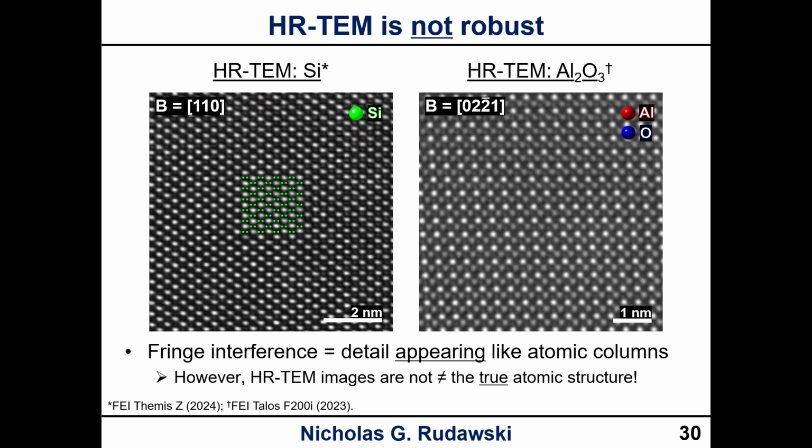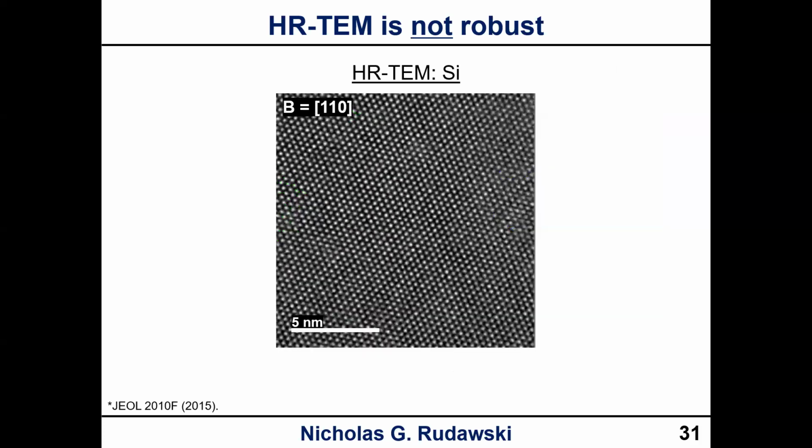If we look at something more complicated like alumina or sapphire, then it's even worse. You can see very clearly I have these well-defined bright and darker spots. So you might think, oh, that's got to be columns of aluminum, columns of oxygen. But when we project the structure, it looks absolutely nothing like that. Again, the point is that this is not a robust imaging technique, and the images are not the same thing as the true atomic structure, but they are related to the structure.